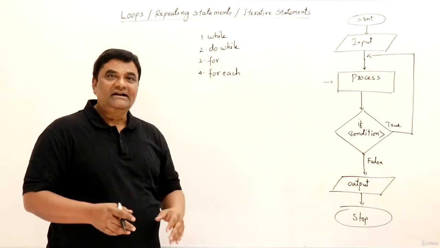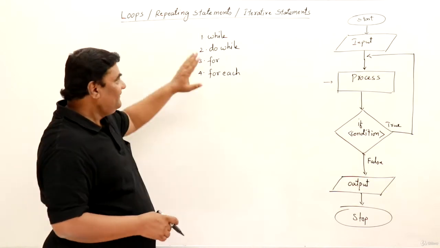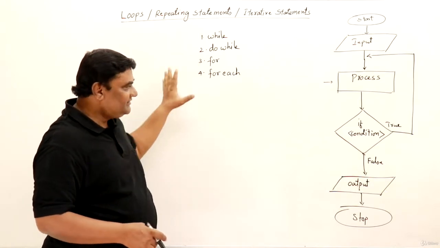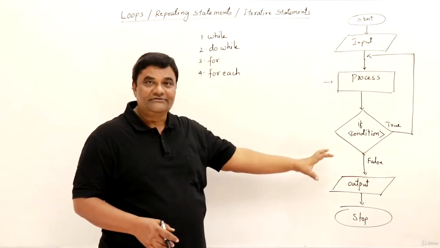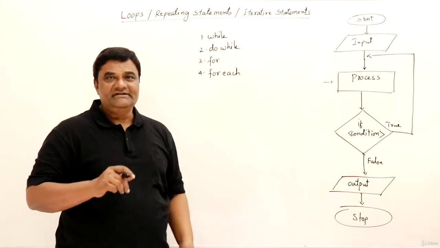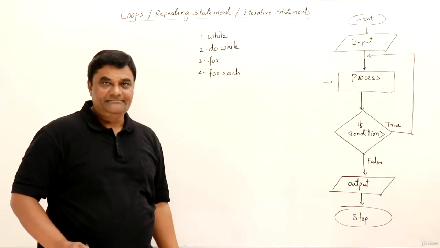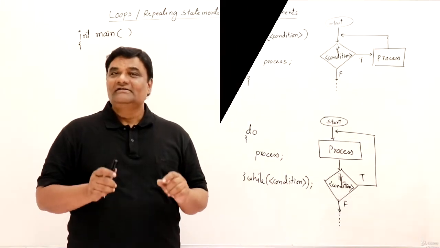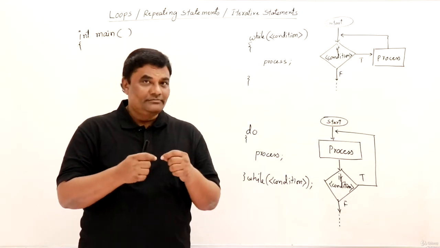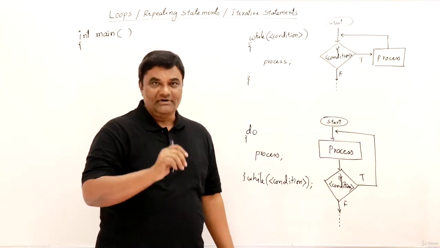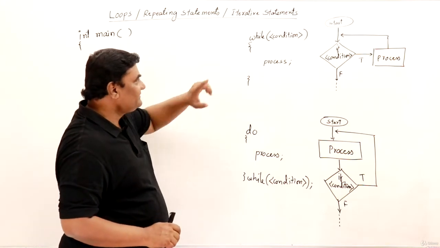Now let us understand how these loops work. I will pick up while and do while. I will show their skeleton and also the flow chart. Then later we will see a problem or a program on it. Let us look at the syntax of two loops, that is while and do while. So here is the syntax.